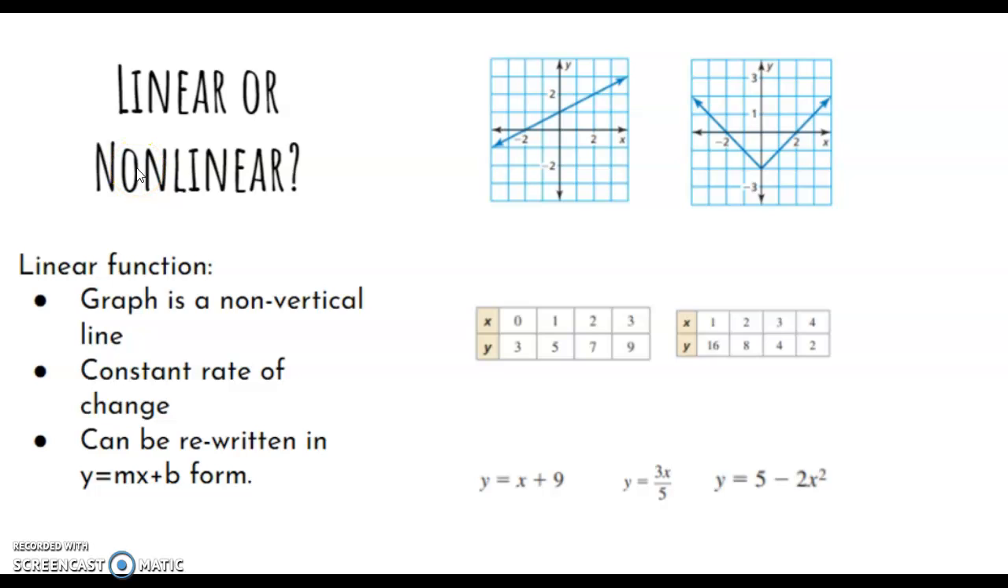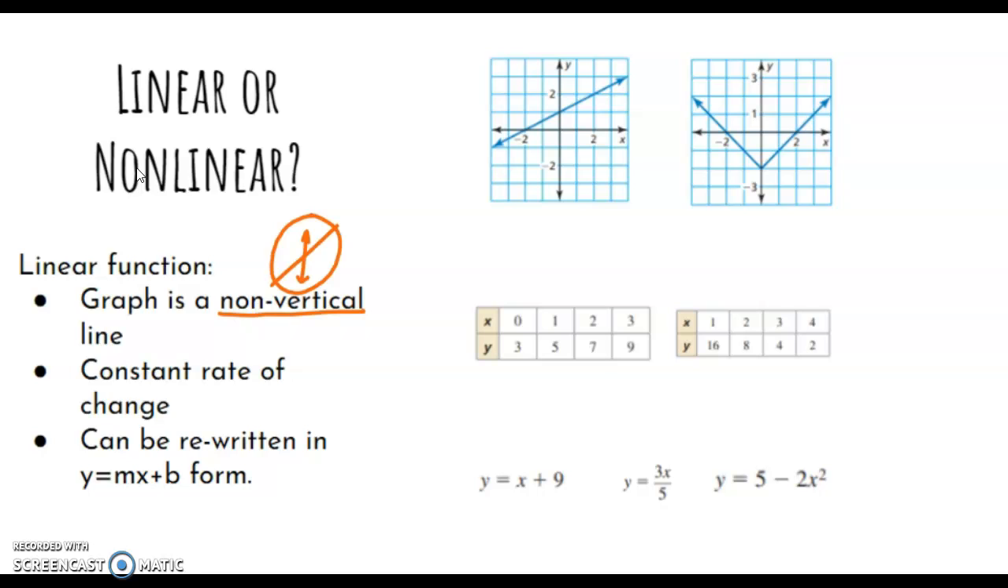Okay, so we're looking at our foldable on linear or nonlinear. There are several different ways you can tell if it's a linear function. First of all, if you have a graph, it has to be a straight line, and it's non-vertical. So it cannot be a vertical line like this. That is not a function.